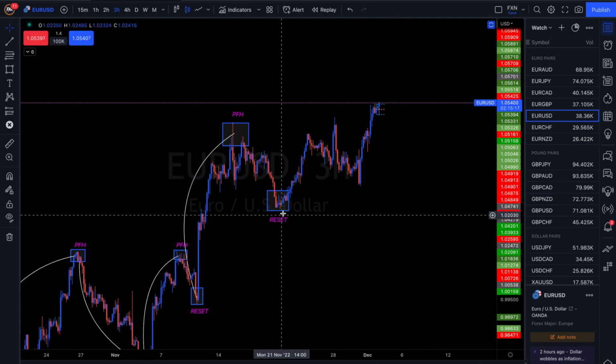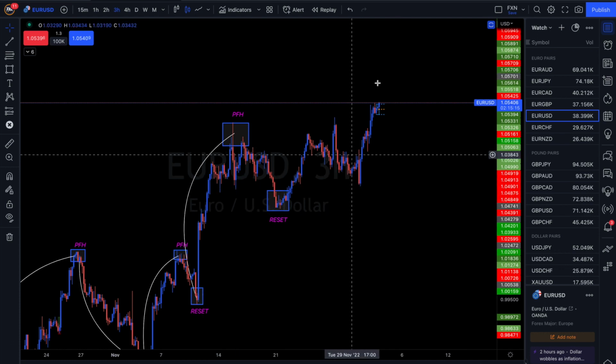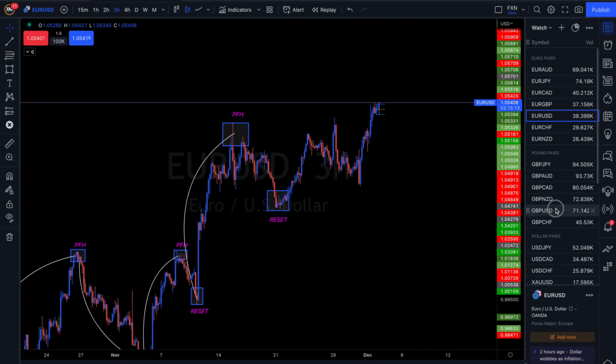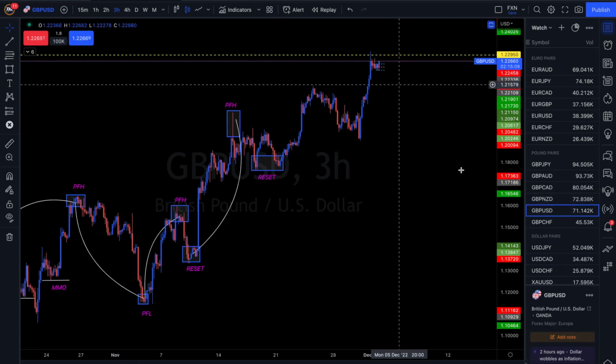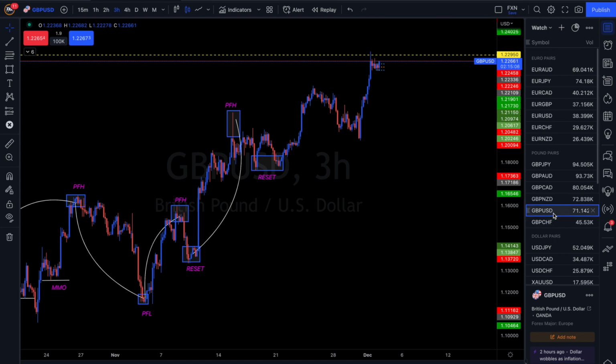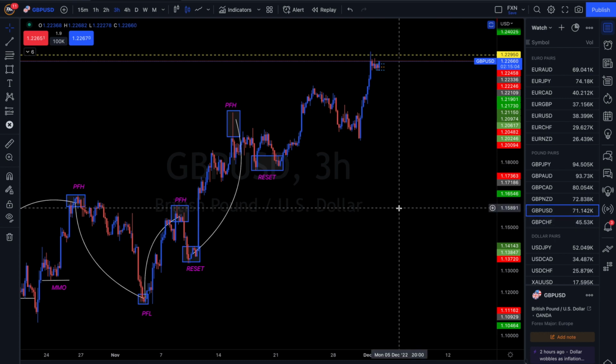Again, Euro USD coming off a brand new reset, we're going to be looking for buys. If you look at like Pound USD, same thing, coming off a brand new reset, we're looking for buys. So these pairs are the ones that I'm really interested in focusing my attention on, so I can make sure that I can get the best possible trade setups on these pairs.